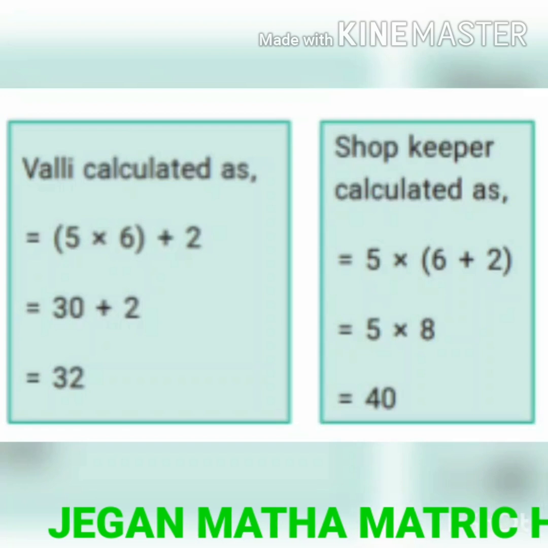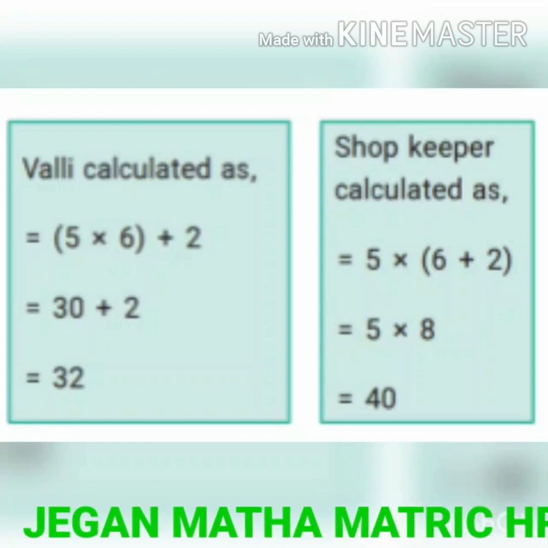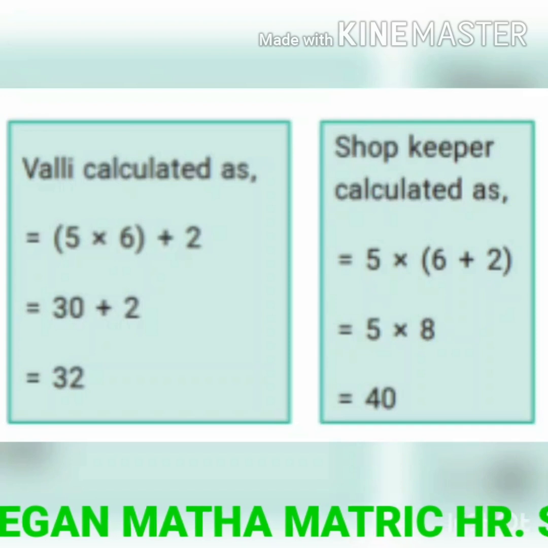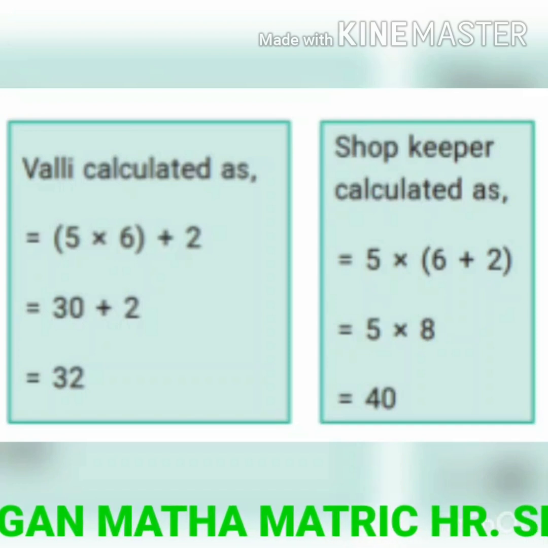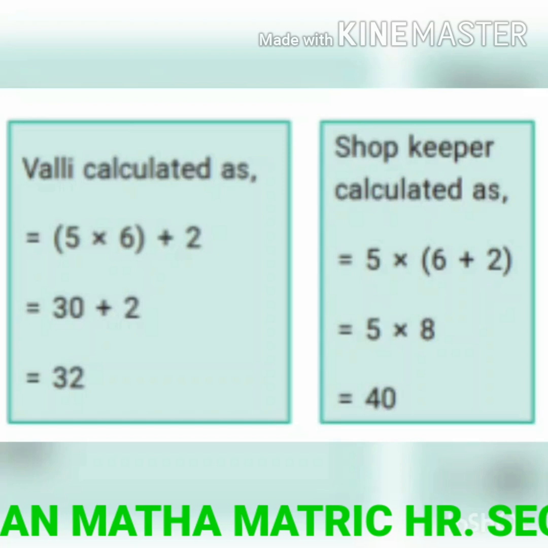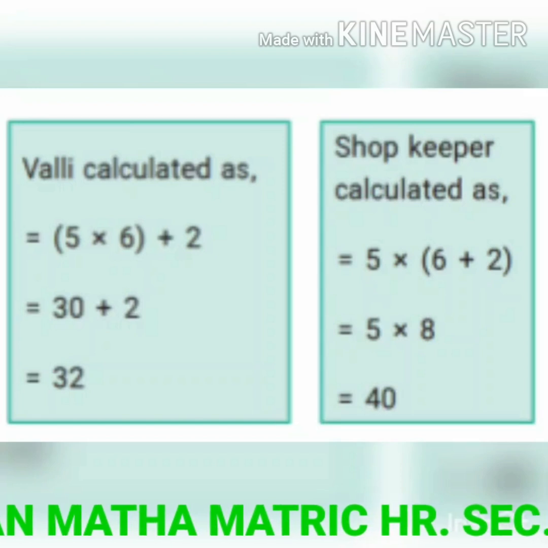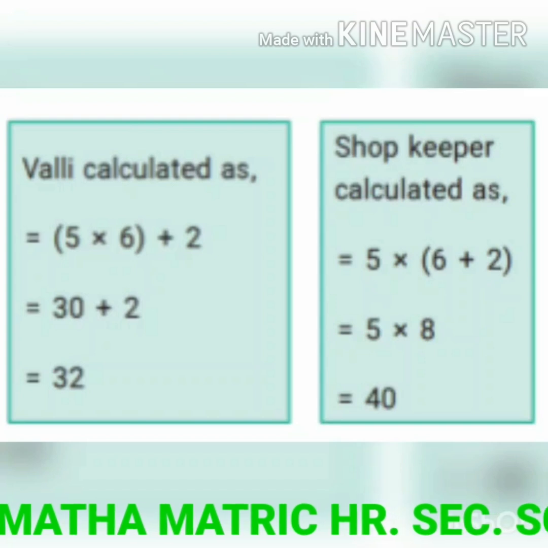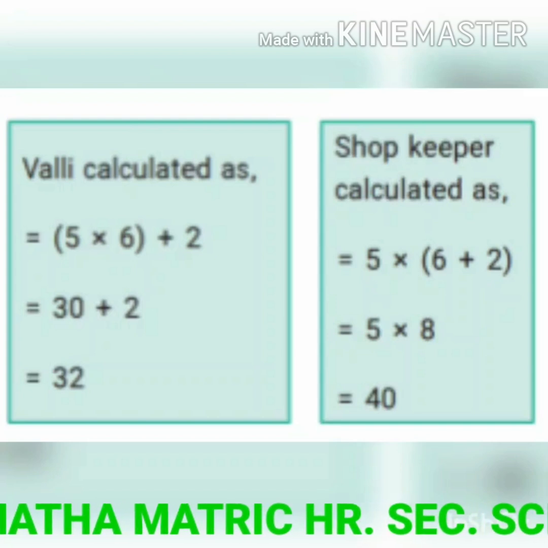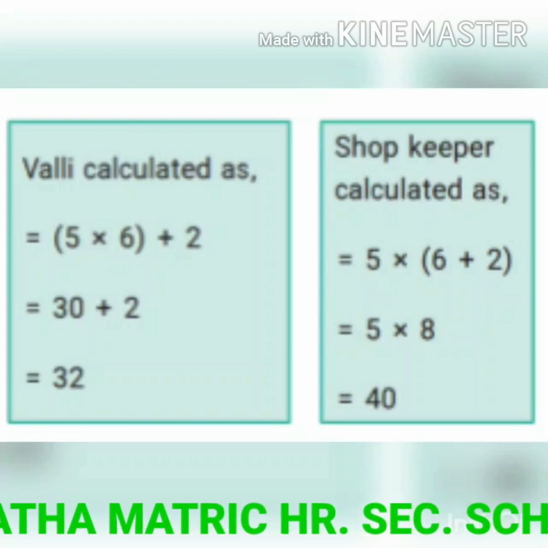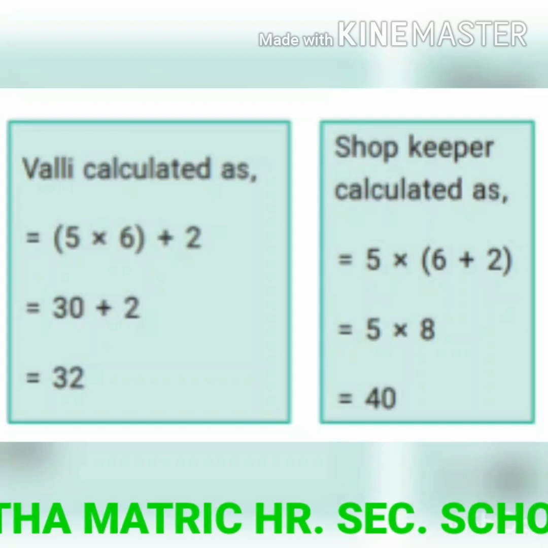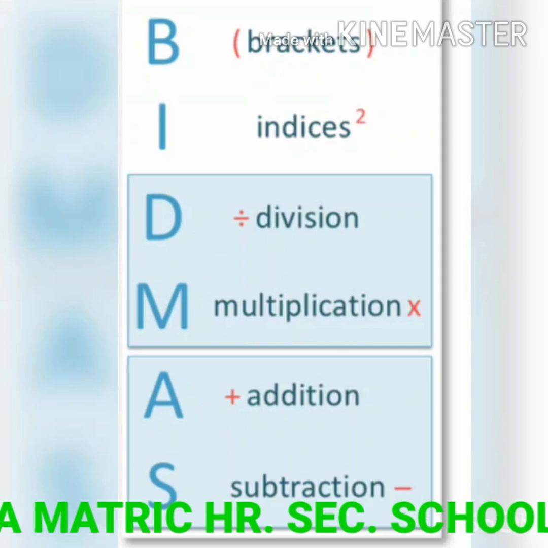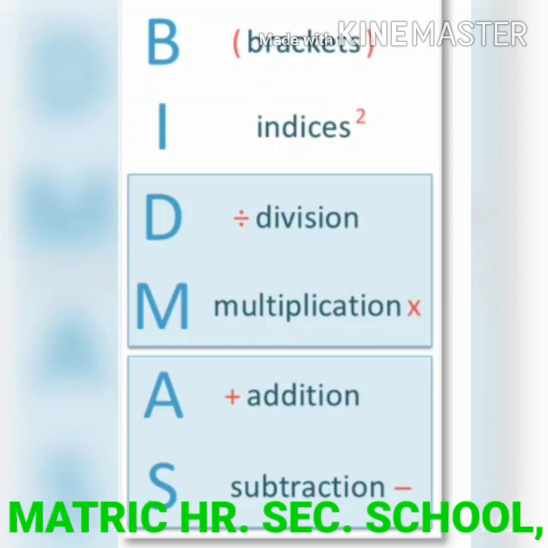This confusion can be avoided by using the brackets in the correct places, like 5 into in the bracket 6 plus 2. Using BIDMAS, we can avoid the common arithmetic mistakes. Let us see the rule of order of operations, which is called BIDMAS.